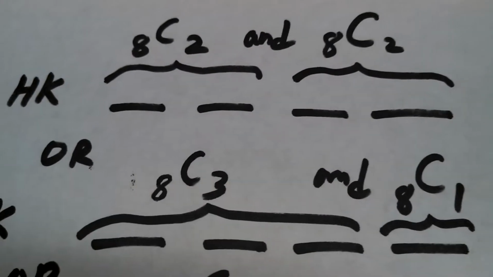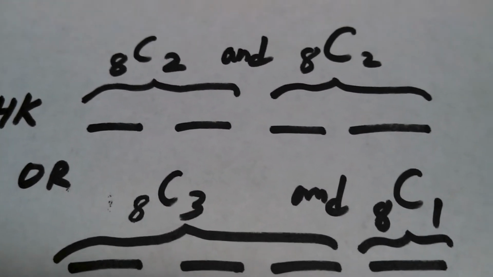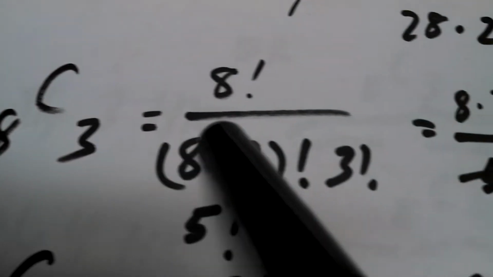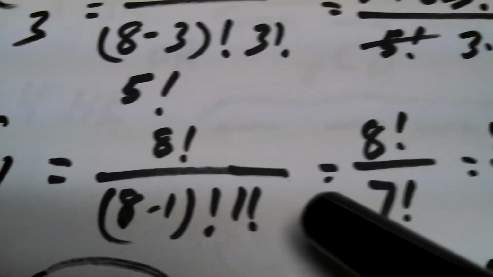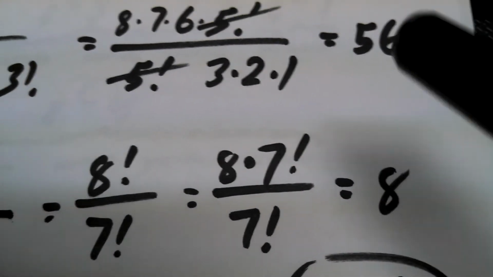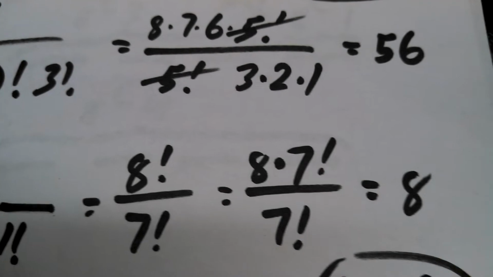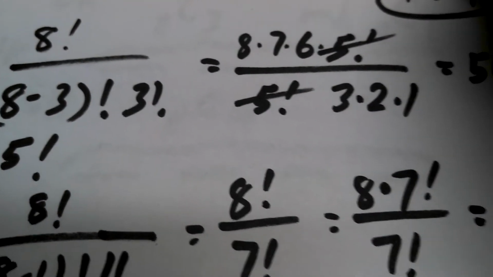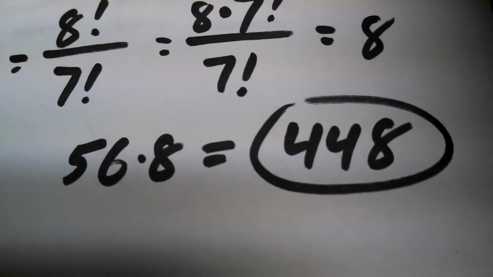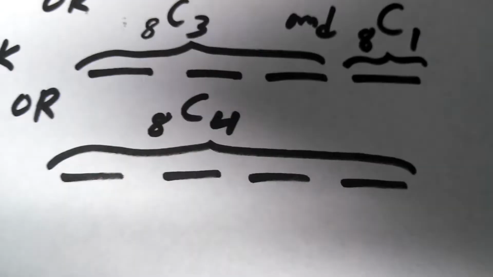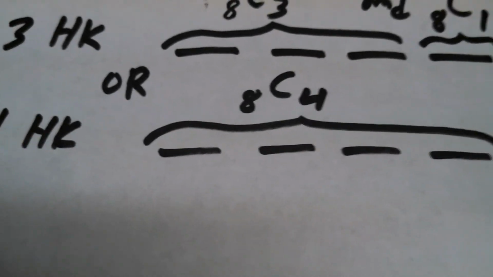We just plug these into the combination formula and then multiply them together. The number of combinations of 8 things taken 3 at a time gives us 56. 8 things taken 1 at a time gives us 8. So 8 times 56 gives us the total number of ways those two things can be done together, and that would be 448.